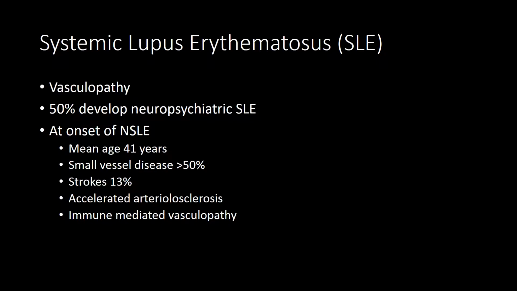Next, we'll talk briefly about SLE. This is also a vasculopathy. About 50% of those patients with SLE develop a neuropsychiatric SLE. At the onset of neuropsychiatric SLE, you have small vessel disease in greater than 50%, so this causes accelerated small vessel disease. You see stroke in about 13% of those with neuropsychiatric SLE.